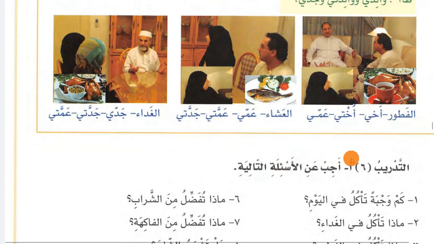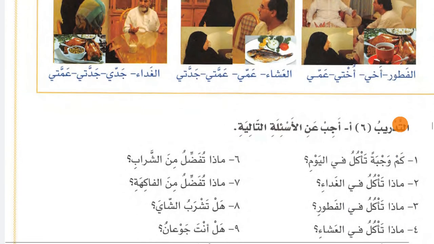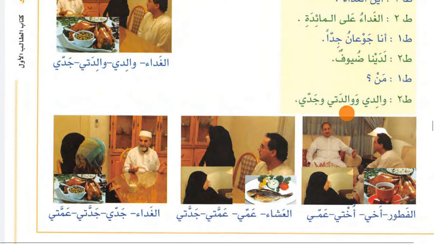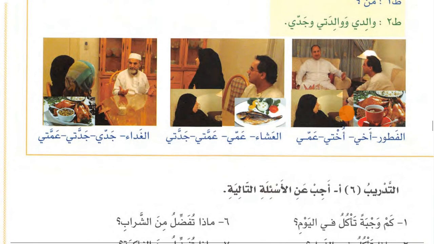So the first person will ask Ayn al-Fatur, where is the breakfast? The second person will say Al-Fatur ala al-Maida, the breakfast is on the dining sheet. What was the next question? Okay, he will say I am very hungry. Ana jawan jiddan. The other person will say Ladaina duyuf, we have guests. Then he will ask who? Man. He will say Akhi wa ukhti wa ammi, my brother, my sister and my uncle, sorry.